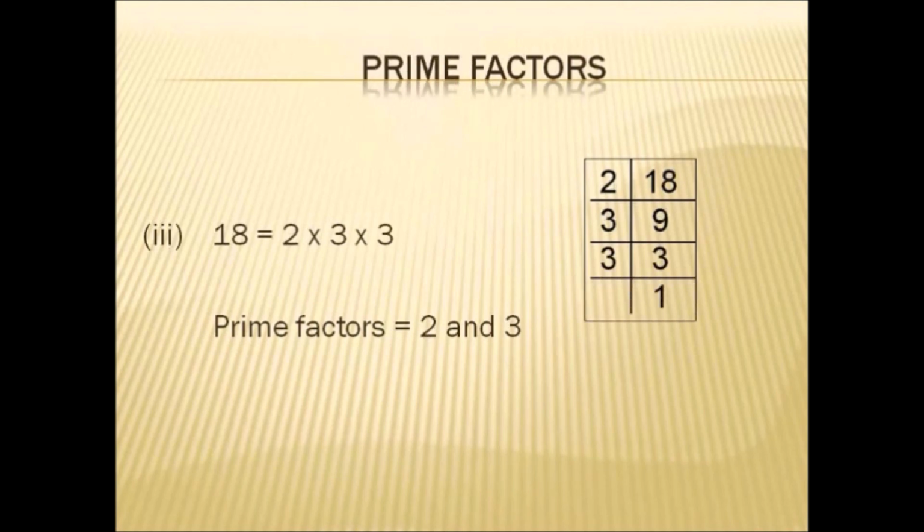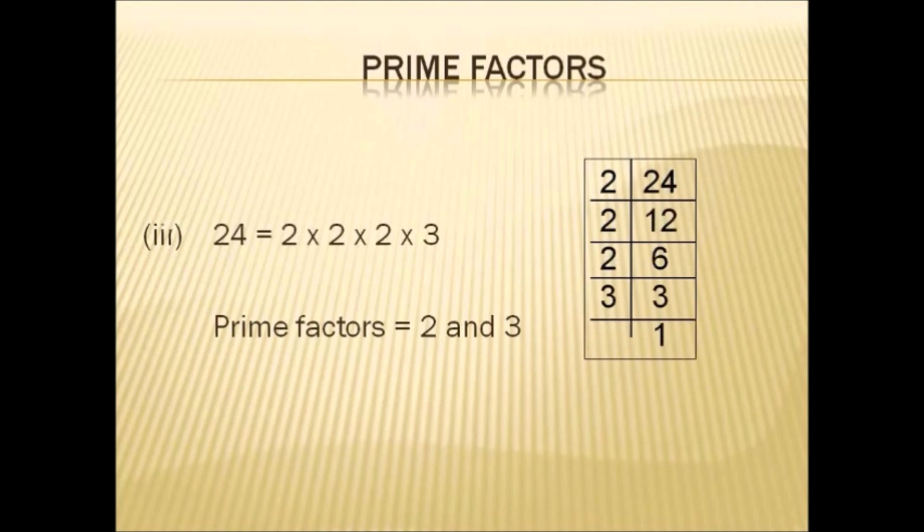Number 3, 18. You say 2 into 18, 9. Then 3 into 9, because 9 is an odd number. 3 into 9, 3. Then 3 into 3, 1. Stop. So your prime factors for 18 are 2 and 3. And if you write it out, 18 is equal to 2 times 3 times 3, or 2 times 3 squared. Those would be your prime factors, the prime factorization of 18. 18, 2 times 3 times 3. That's correct.